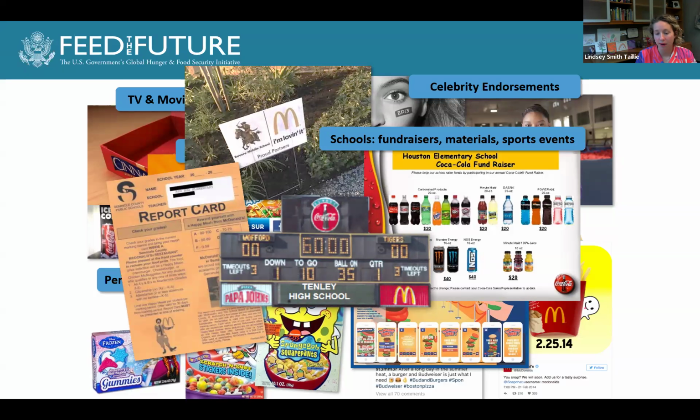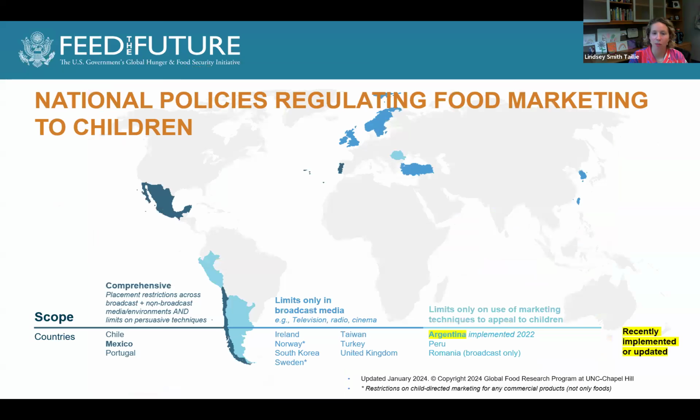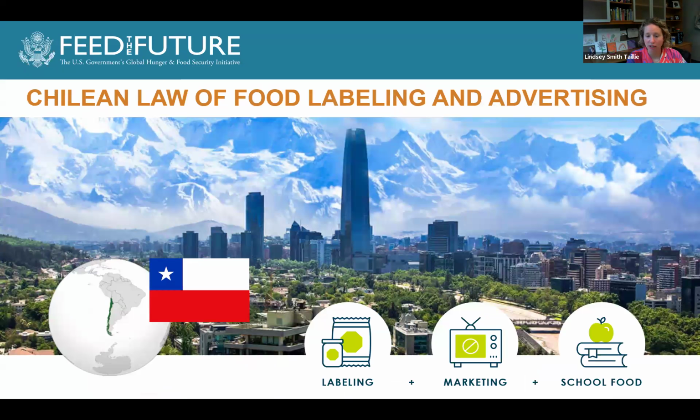It gets people to like a product, want the product, and then buy and consume a product. Now, the state of marketing regulations globally is much more sparse than it is with front of package labels. So this is a map of countries that have a robust, government-led food marketing policy, and we really see that there's only a few countries that have this. And I'm actually going to talk about one specific example, which is Chile, who really remains kind of the global leader in terms of both front of package labeling policies as well as marketing policies.